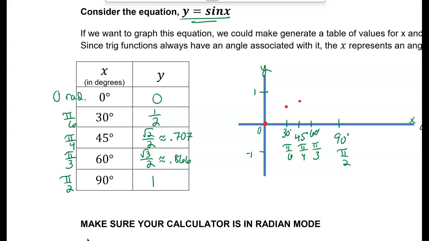And then at 60 degrees, we're over here at 0.866, which would be about right here. And then at 90, what value did we get? All right, we got 1. Beautiful. Now, is that a straight line?